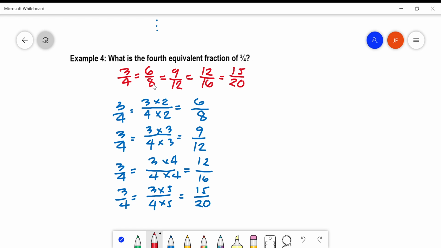So the first equivalent fraction is 6 over 8. Second is 9 over 12. The third equivalent fraction of 3/4 is 12 over 16. And the fourth equivalent fraction of 3/4 is 15 over 20. Okay. So that's how we get the fourth equivalent fraction of 3/4. Okay, I hope that sounds clear.